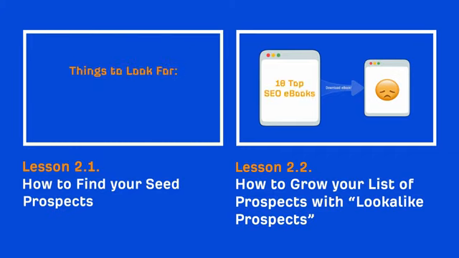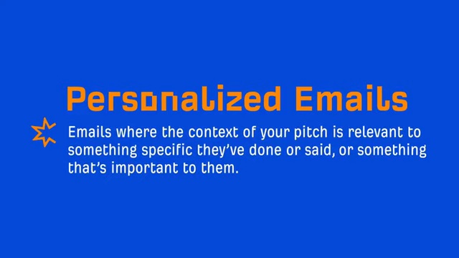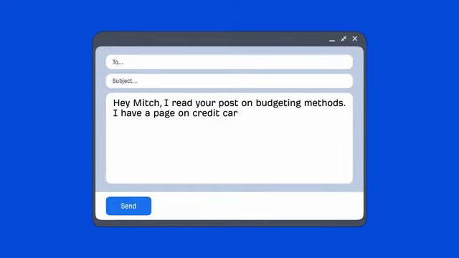Now, I want to clarify what I mean by personalized emails. In my opinion, good personalized emails are ones where the context of your pitch is relevant to something specific they've done or said, or something that's important to them. For example, if you wanted to get a link from a page on budgeting, saying something like this wouldn't be personalized in my books. "Hey Mitch, I read your post on budgeting methods. I have a page on credit cards and how it can help people budget. Link to me." All this shows is that you've extracted the main topic from the title.